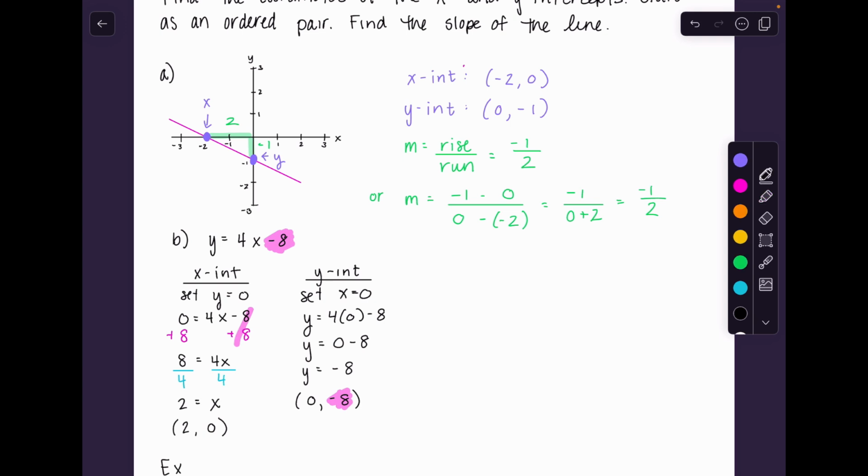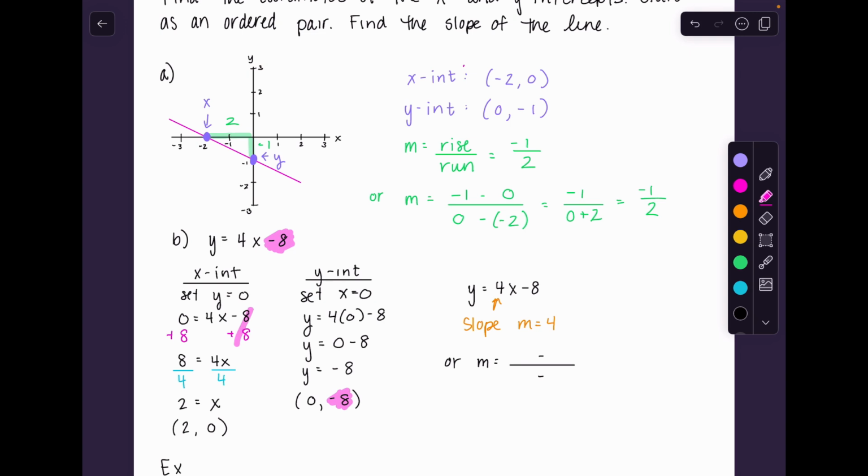Now for this one, it's a little bit easier to get the slope because it's in slope-intercept form. m is our value. So this is exactly our slope. m is 4. But if you didn't like remembering that, you know the formula. You have the x and y intercept. Go ahead and find the slope by looking at the difference in those values.